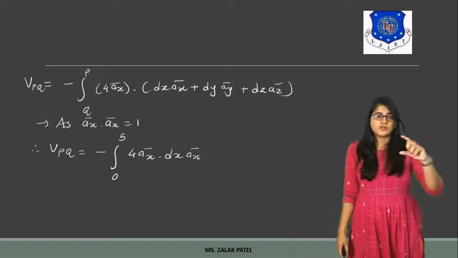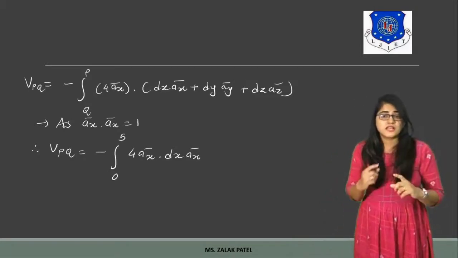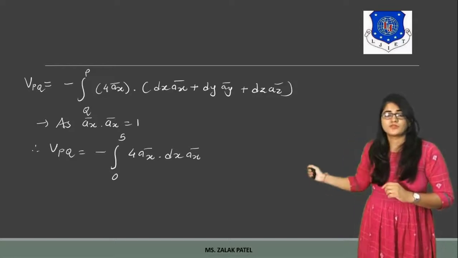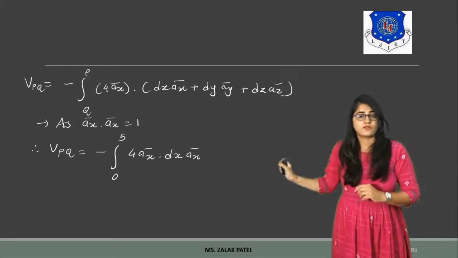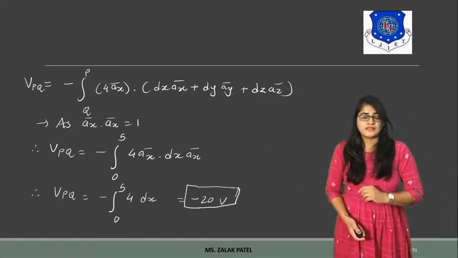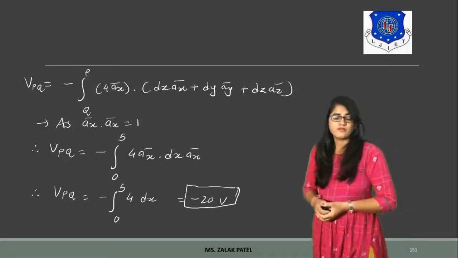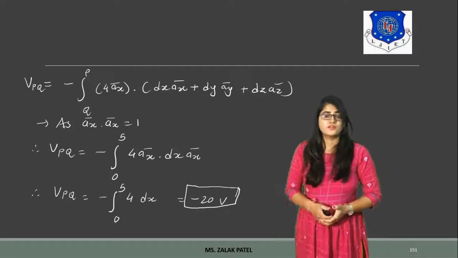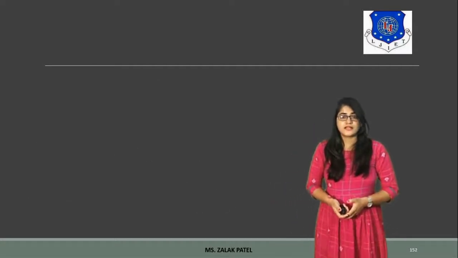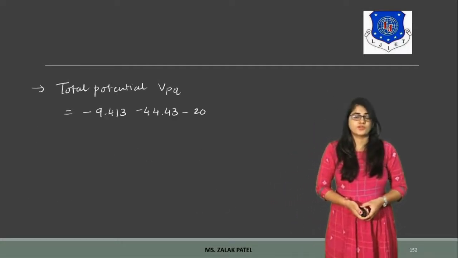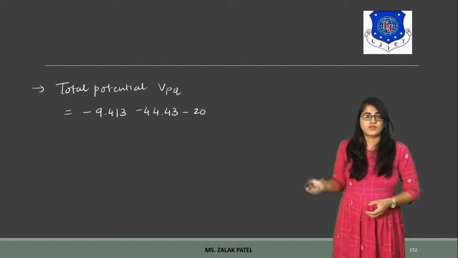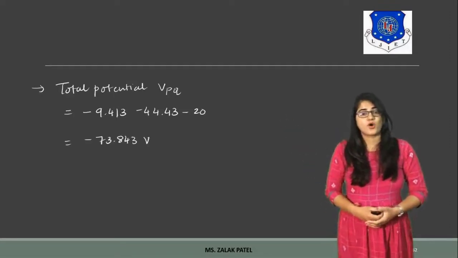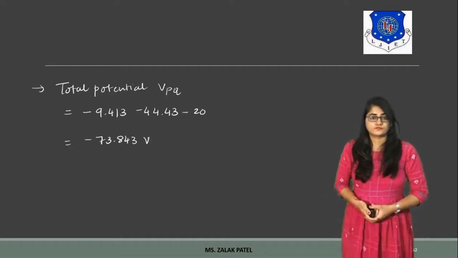For the given points, the x coordinate changes from 0 to 5 for PQ, so the limit is from 0 to 5. We get the answer minus 20 volt. Now we have all three types of distribution for the potential difference, so let's add them to get the total potential. The final answer will be minus 73.843 volt.